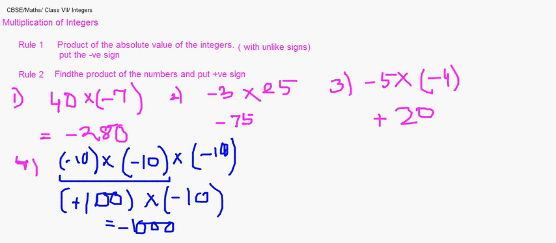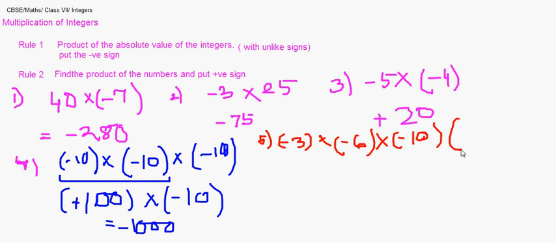Now look at another one. Here we have -3 multiplied to -6 multiplied to, maybe any number, I can take -10, again multiplied to suppose 4, right?